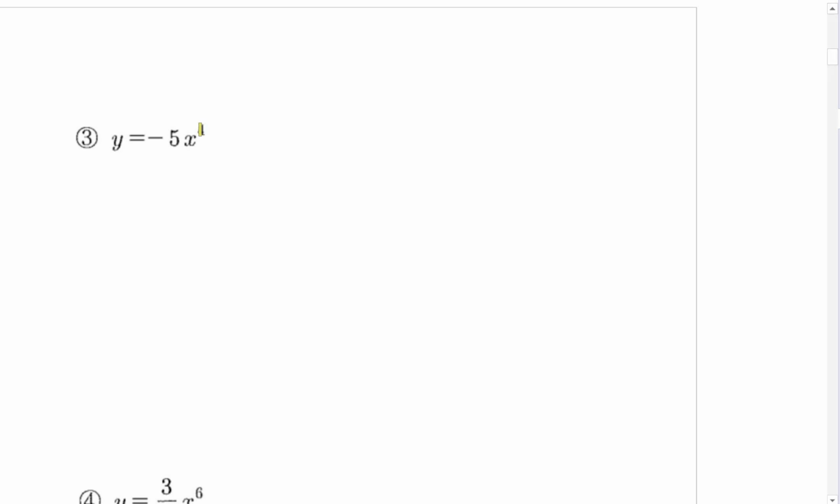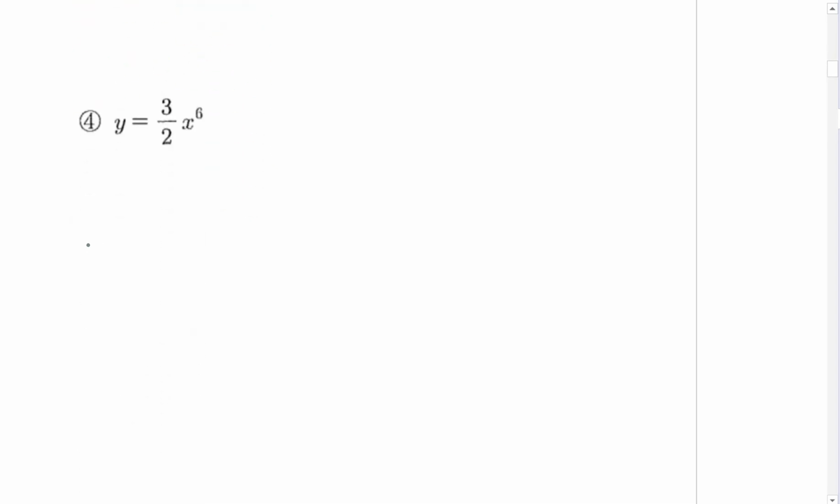All right, question number 3. Now we can use the power rule here. So my power here is a 4. So 4 times negative 5 is going to be negative 20. And then I take my power and I subtract 1. So 4 minus 1 is going to be 3. And that's going to be equal to y prime.